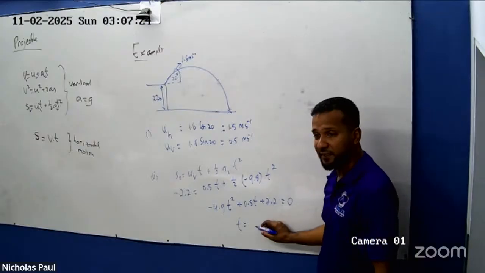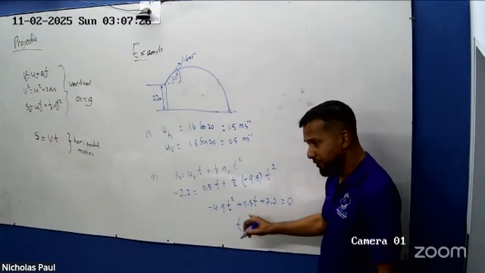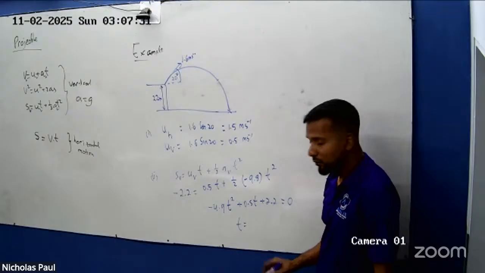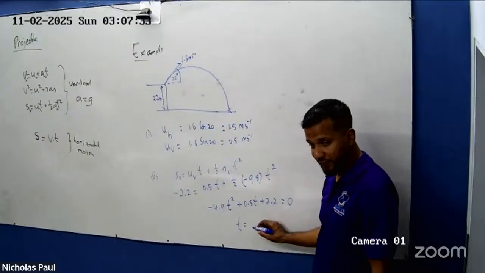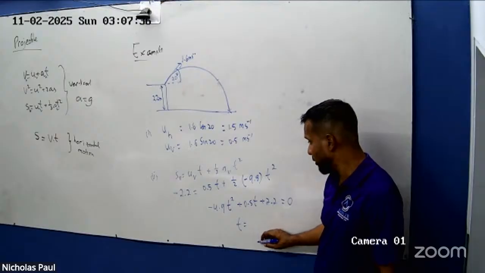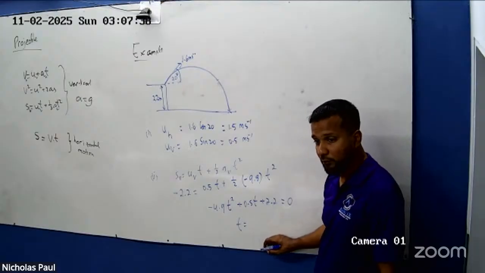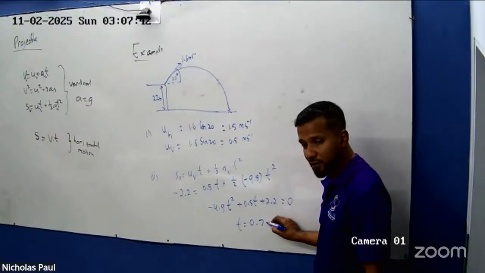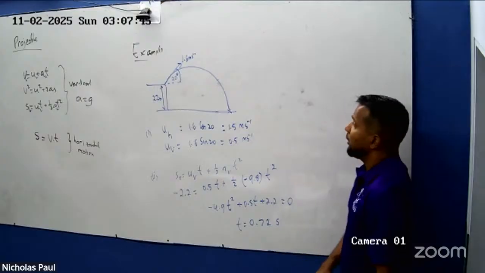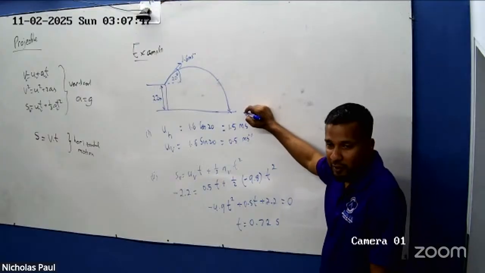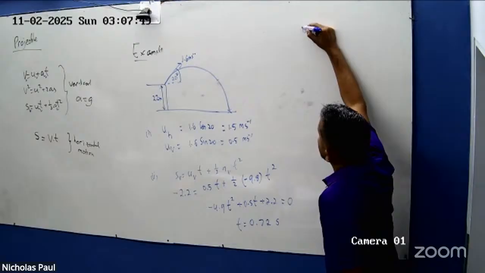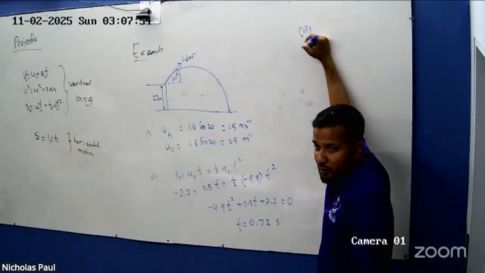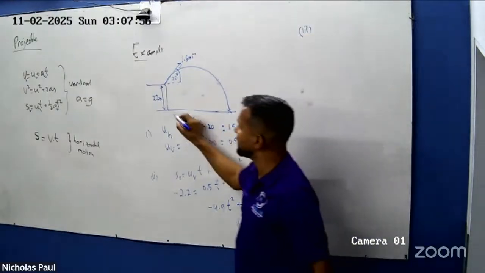Okay, let's solve it on the calculator. How much? 0.72. So that's the time to hit the ground. What's the last part? How far from the truck? So what do you want?